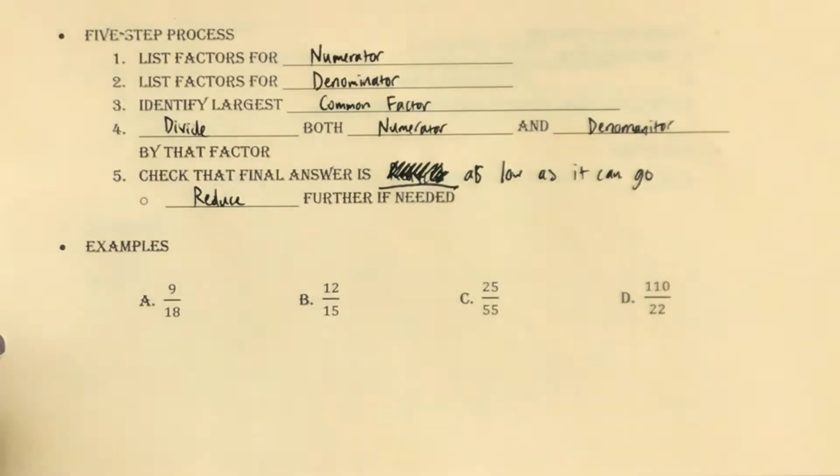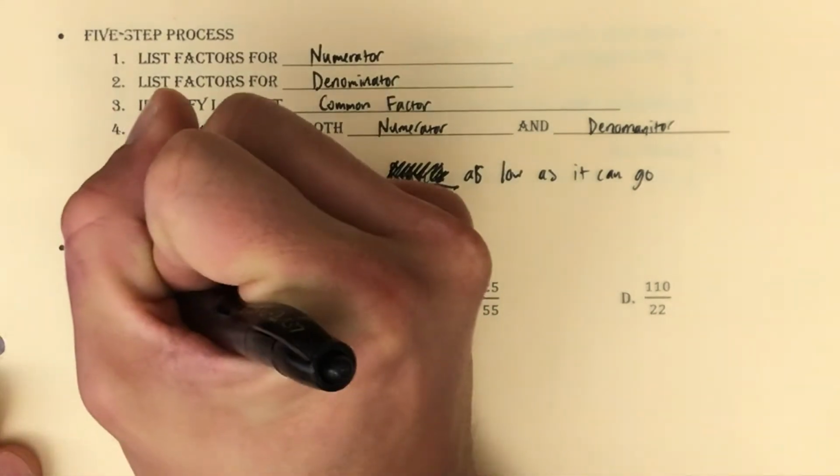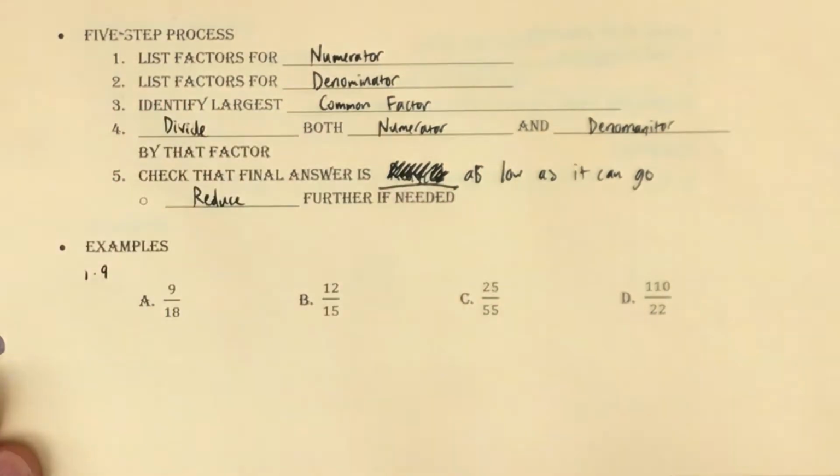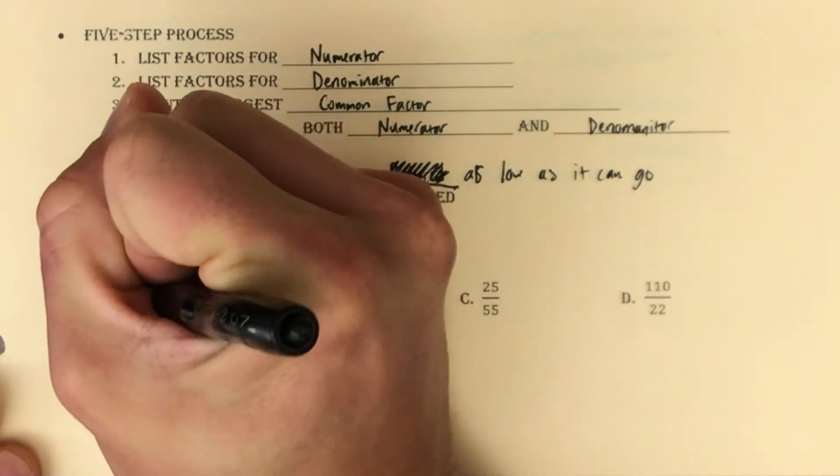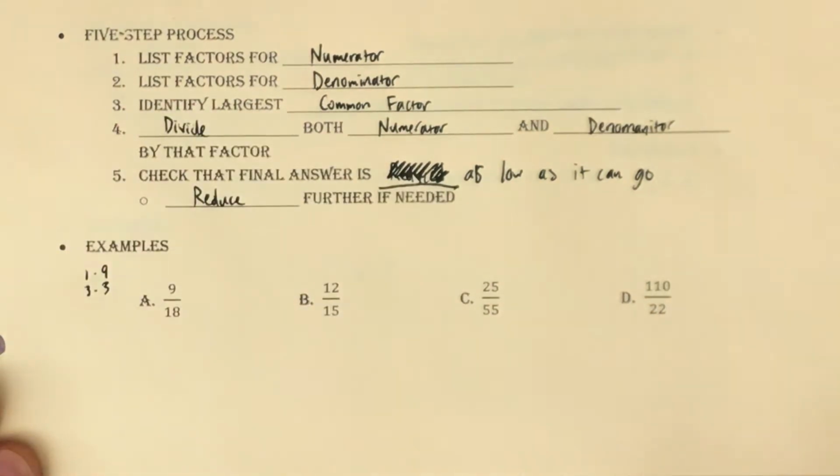First thing I want to do is list out the factors of 9. The first one I know is 1 times 9. 2 doesn't go in, and then I know that 3 times 3 goes in, and I know there are no other factors of 9. Again, if you know your multiplication facts, this can make a huge difference in doing this very quickly. The next thing I want to figure out is what are the factors of 18?